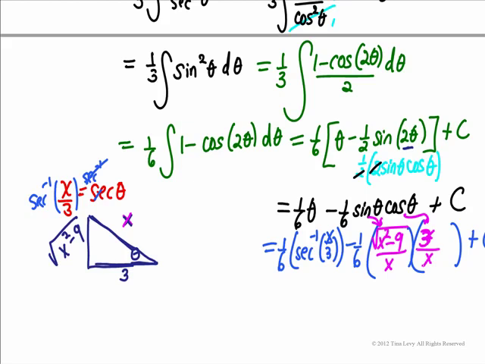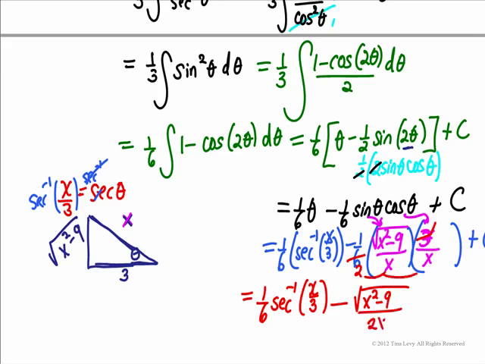And now we're going to write the answer, distributing everything through and simplifying. Our answer becomes 1/6 the inverse secant of x over 3, and then we have this 3, of course, with the 6, and this becomes minus radical x squared minus 9 over 2x squared plus a constant.